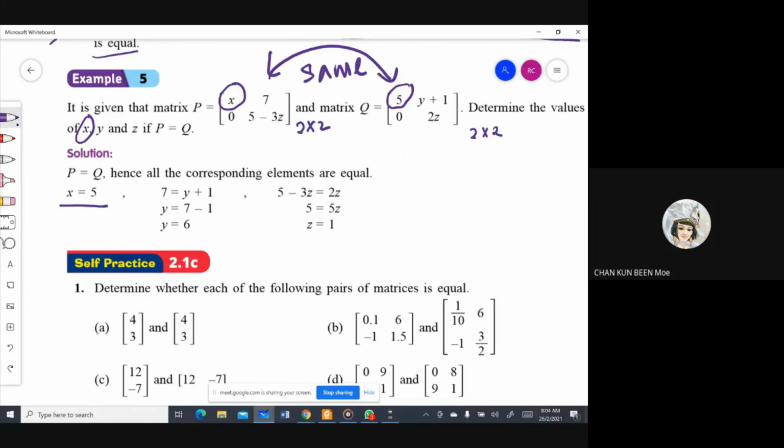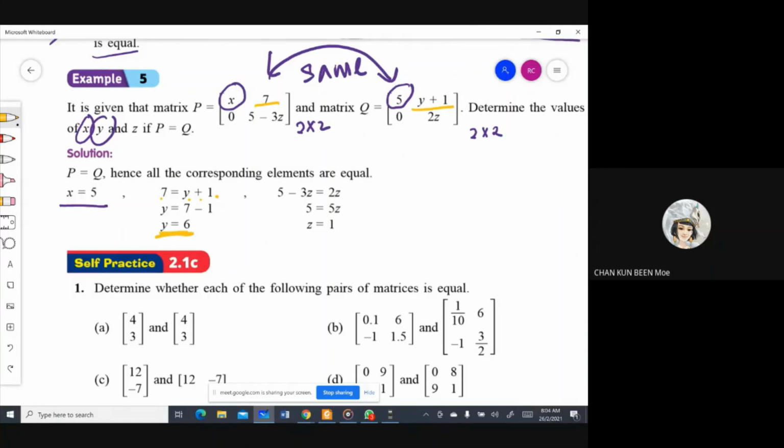So solution: X equals 5. And then for Y, you look for the Y. Where is the Y? Okay, Y is here. Y plus 1 equals 7. So you solve it. 7 equals Y plus 1, and then Y equals 7 minus 1. So Y equals 6.